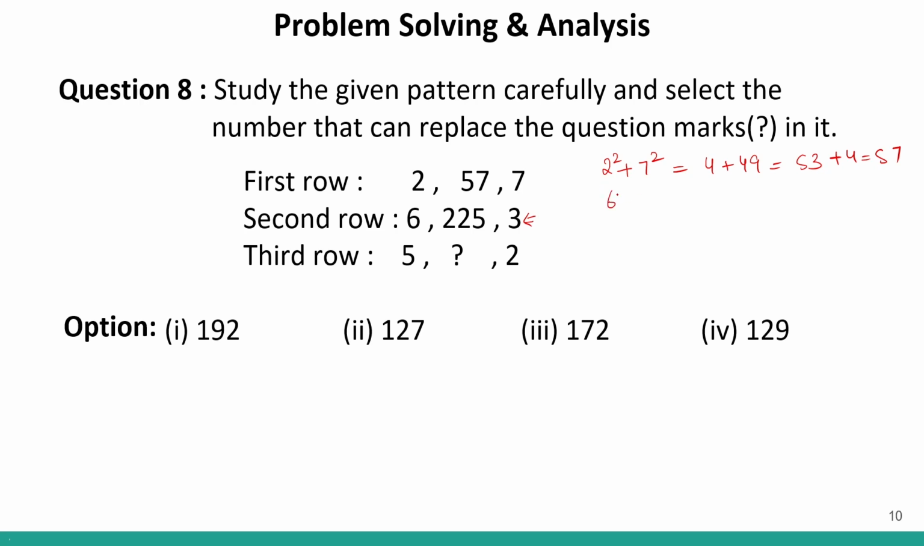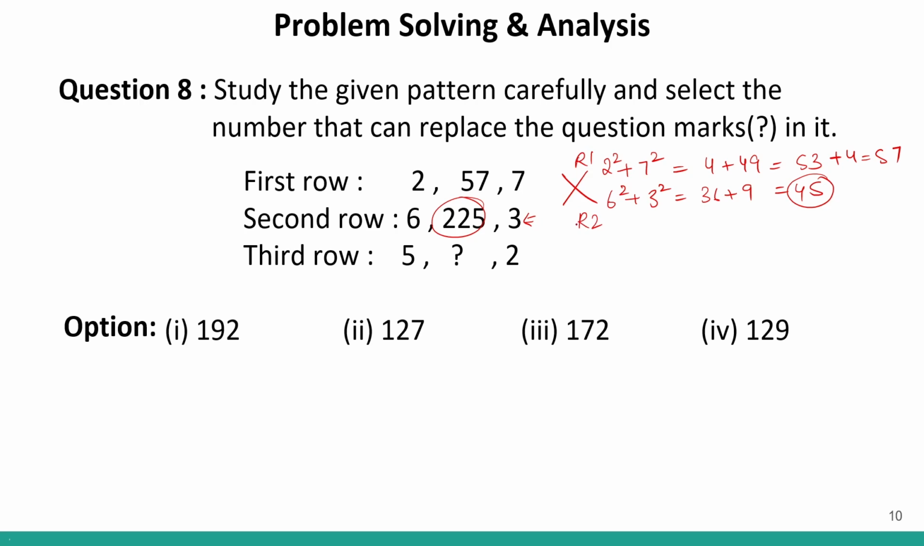Now let us check for this one also. Over here, if I say 6 square plus 3 square, 6 square is 36, plus this is 9. So 36 plus 9 will be 45. So 45 is very different from 225. So this logic is not correct. Okay. I tried this logic. This logic was true for row 1, but this logic was not true for row 2.